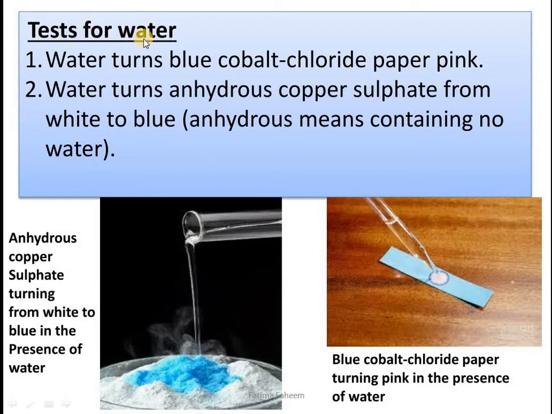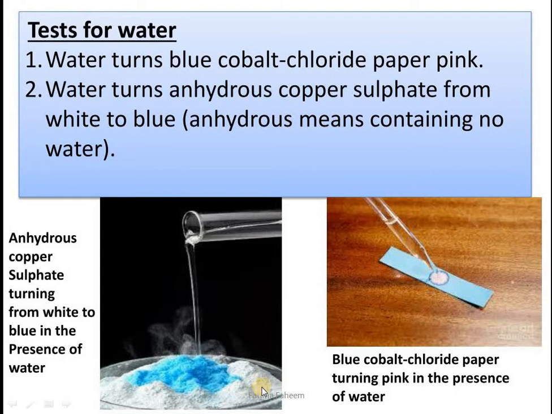Now the last test is for water. We have to check whether transpiration is happening or not, and whether it is happening more or less. This test is for that. Water turns blue cobalt chloride paper pink. This is shown here, where the blue cobalt paper was taken. Whenever cobalt chloride paper is in dry condition, it is blue in color. So whenever you place water on it or water vapors are passed through it, this blue paper will turn to pink. The other test is that you can use anhydrous copper sulfate crystals.